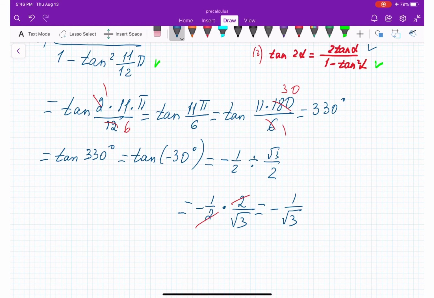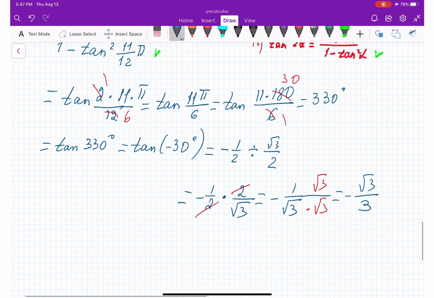Now, we cannot keep a square root in the denominator. Whoever needs help with this topic, you can open the intermediate math, the rationalization of radicals. And I will rationalize right here. To rationalize, I'm multiplying by square root 3 here, square root 3 here. My answer is going to be negative square root 3, and this 3 comes out because square root 3 times square root 3 gives 3. So the answer here is negative square root 3 over 3.